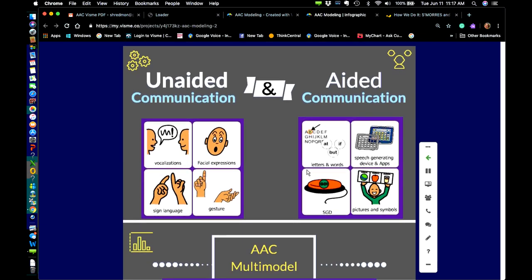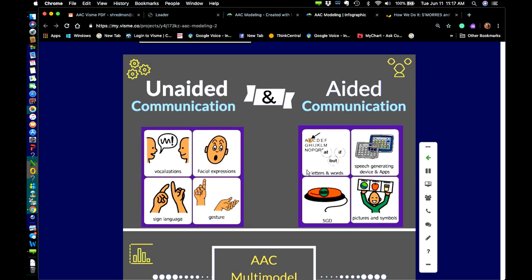And so we have aided and unaided communication. And so this comes from, I took this from ASHA and from ISAAC, and USSAAC. We have many SLPs with us in assistive technology and practitioners as well, and that you're familiar with those two areas.